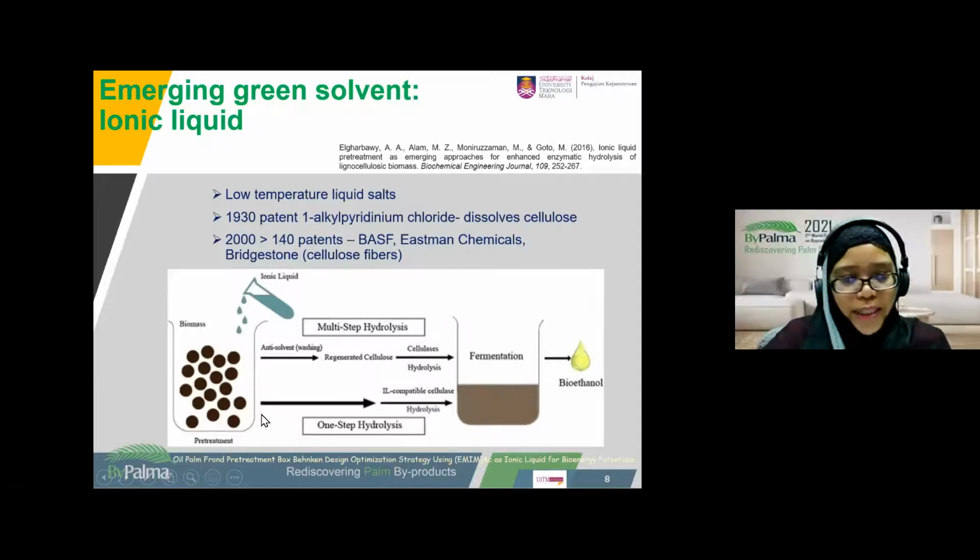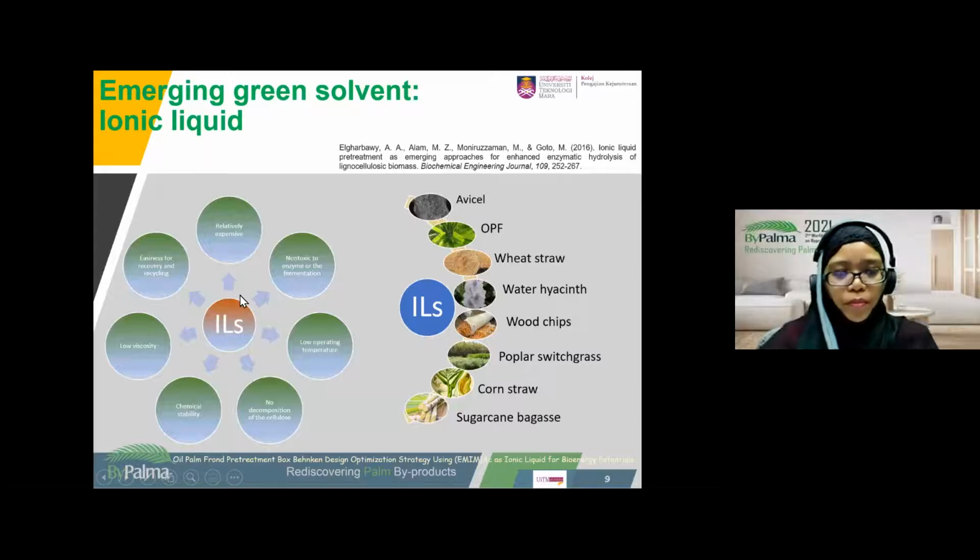Whilst in the one-step process, we don't need to wash the pretreated biomass, whereby it will be directly used in the enzymatic hydrolysis using the ionic liquid compatible cellulase prior to the fermentation in producing the bioethanol.